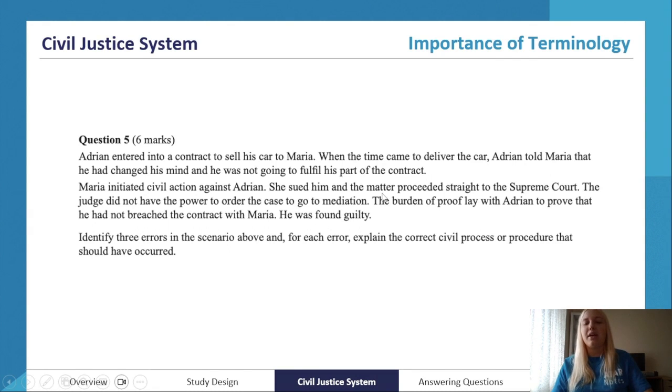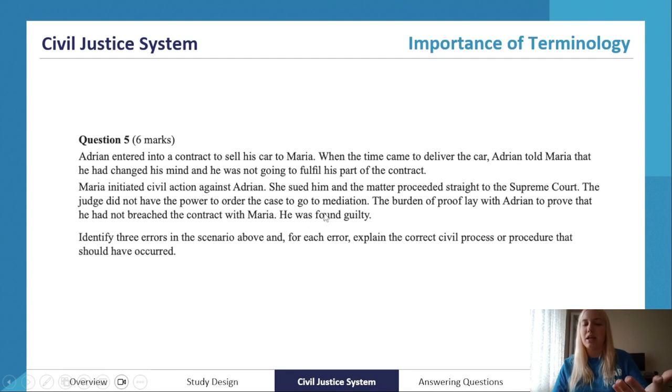Now, some errors. You don't study about this anymore, but this one where it says the matter proceeded straight to the Supreme Court, you talk about how there would be pre-trial procedures first. That's how you would argue with that point, but you don't study that anymore, so we leave that. The judge did not have the power to order the case to go to mediation.